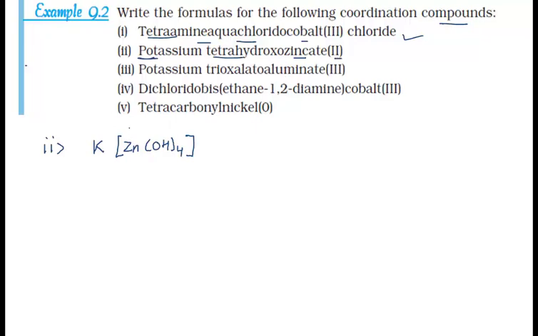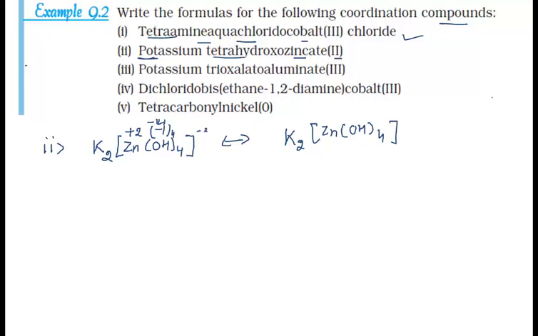So what should be the charge? It comes out to be +2. OH has minus 1 into 4, so that will make minus 4 in total. So plus 2 and minus 4, that means the charge should be minus 2. And in order to neutralize this minus charge, how many potassium do we require? 2. So the final formula of the complex will be K2[Zn(OH)4]. This will be the formula.